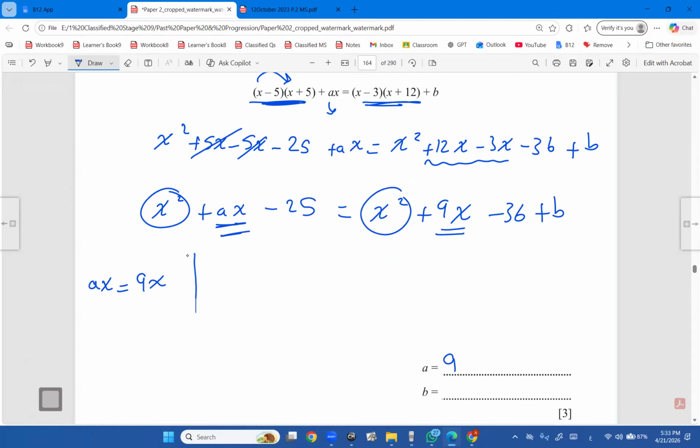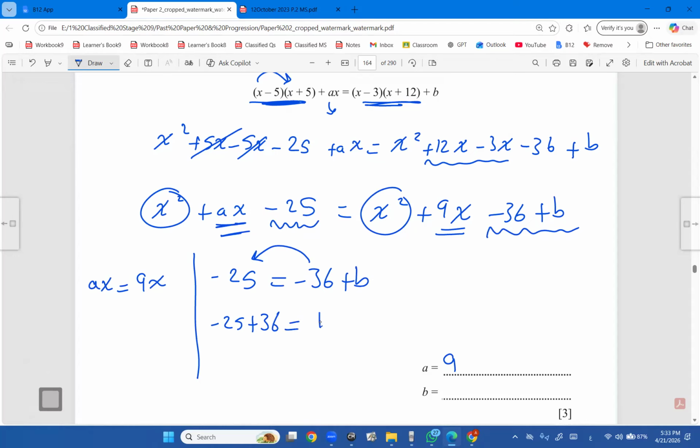All right, and the last part over here is telling you negative 25, this one, is the same as the last part there. There's an equal sign in between. So negative 25 equals negative 36 plus b. Sending negative 36 to the other side with positive, so negative 25 plus 36 equals b. So b is going to be equal to 11 exactly. So b is 11.